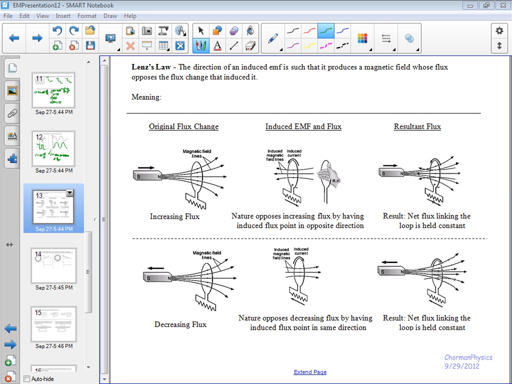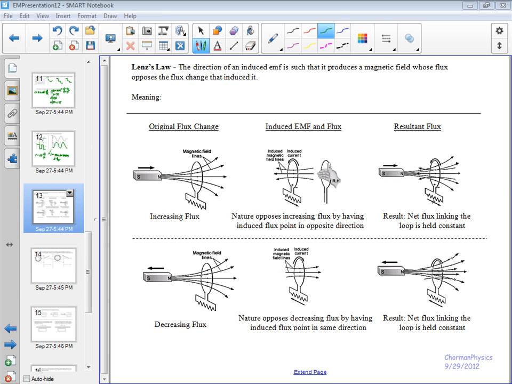What it tells us is what the direction of the induced EMF will be. It says that the direction of an induced EMF is such that it produces a magnetic field whose flux opposes the flux change that induced it. In other words, that EMF will be induced so as to keep the net flux constant. What that means is that the negative sign in Faraday's law tells us that the flux being made is opposite to the direction of the flux change that produced it.